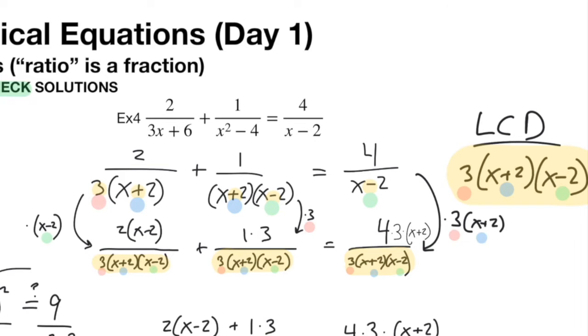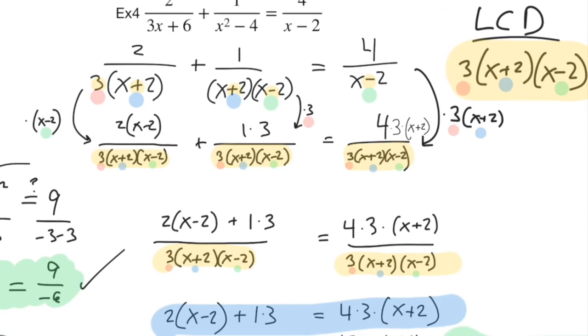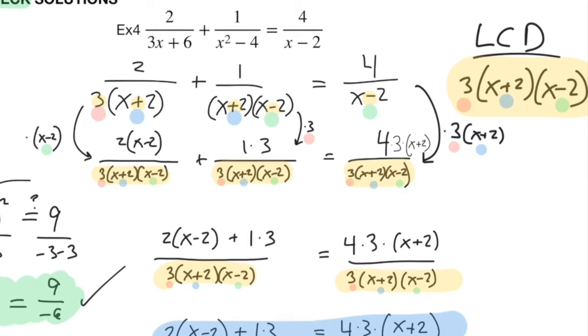Whew. Now that we've got all that, we can combine the fractions. Since the fractions have common denominators, we can add these two together. 2x minus 2 plus 1 times 3. They get right there. And it's keeping this side the same. Now, let's clear the fractions.